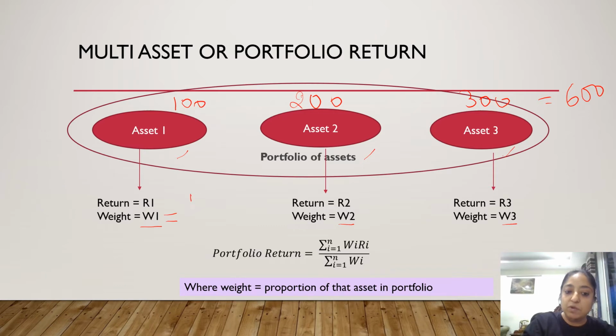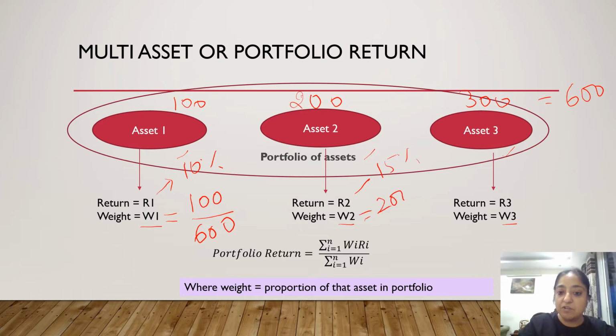So weight 1 will be equal to the amount invested in asset 1 divided by the total, so it comes out to be 100 divided by 600. Suppose the return of this is 10%. The return of this is say 15%, and the weight is 200 divided by 600. The return of this is 20% and the weight is 300 divided by 600.